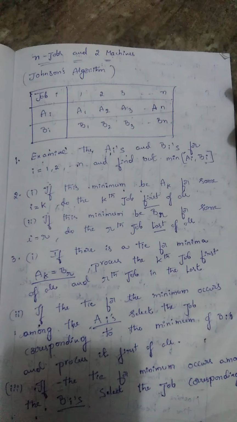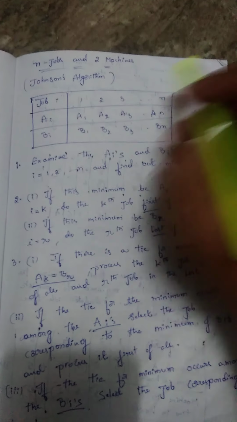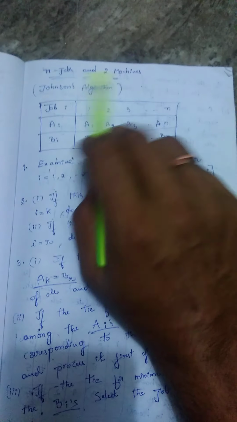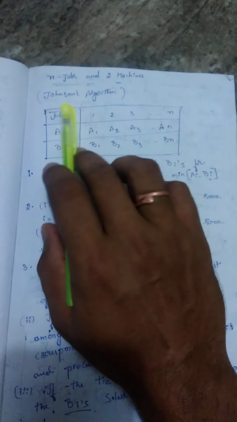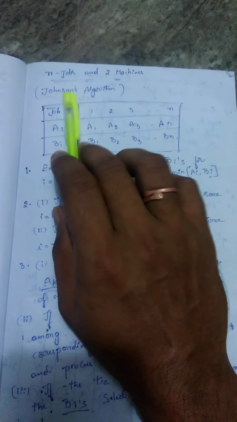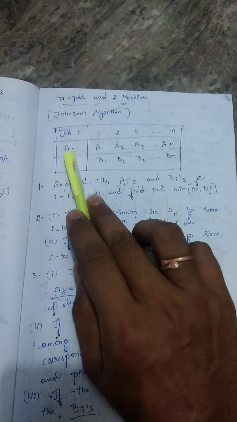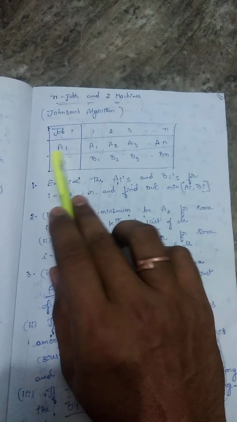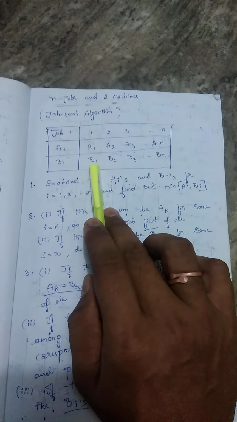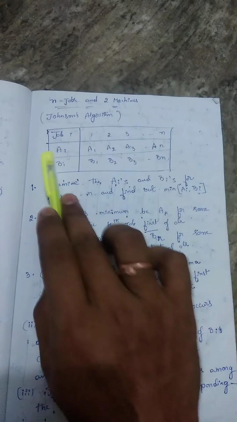Okay, today's class is about n jobs and two machines. To find the sequence for n jobs and two machines, we use Johnson's algorithm. This is the table having jobs, 1 to n, and the machines A and B. These are the working hours A1 to An and B1 to Bn, the working hours of each machine, machine A and machine B.